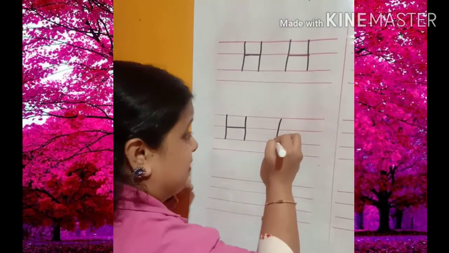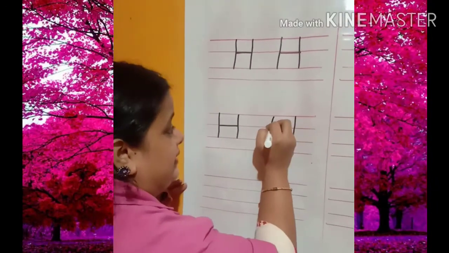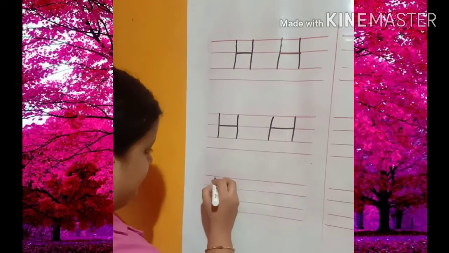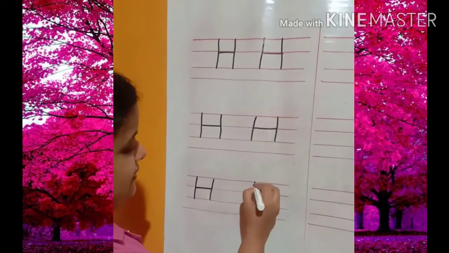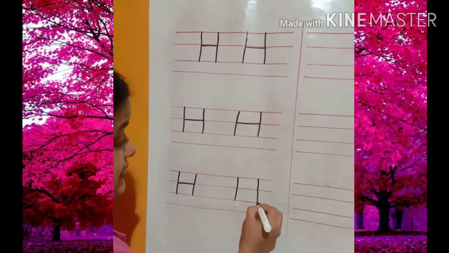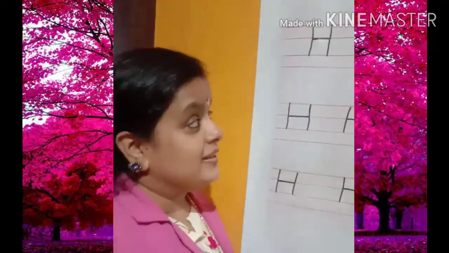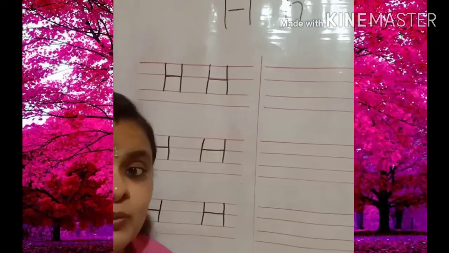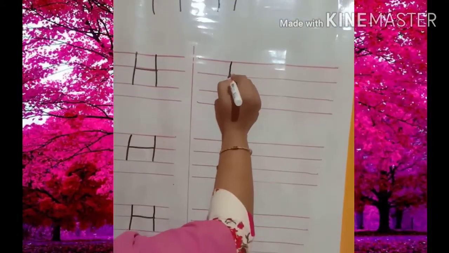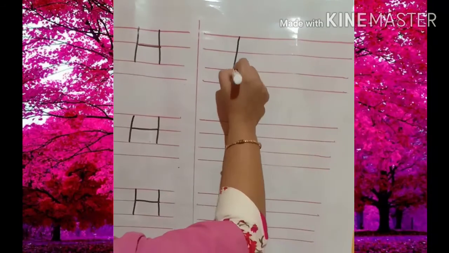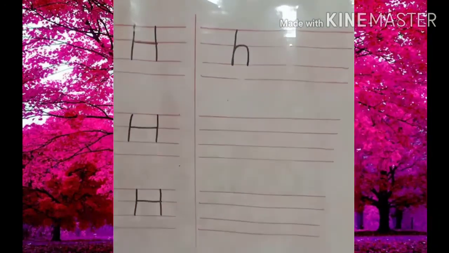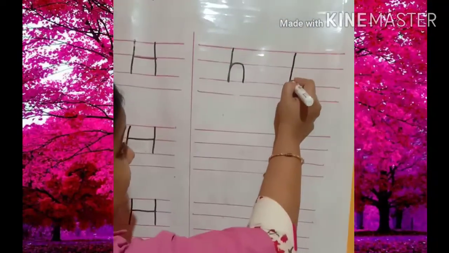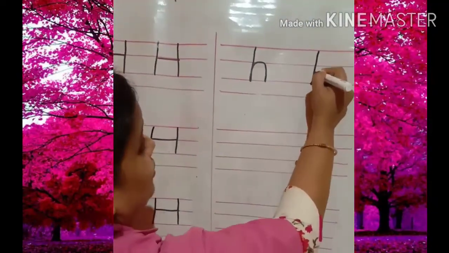Very easy to write. Standing line, a sleeping line. Okay, so it's very easy to write. Now let's write the small letter H. How we'll write? First a standing line, and from here just draw a down curve. A standing line, and from the last ending point just draw a down curve.